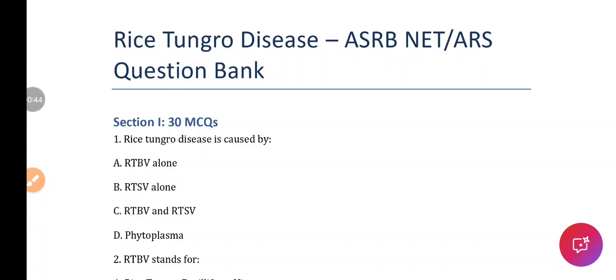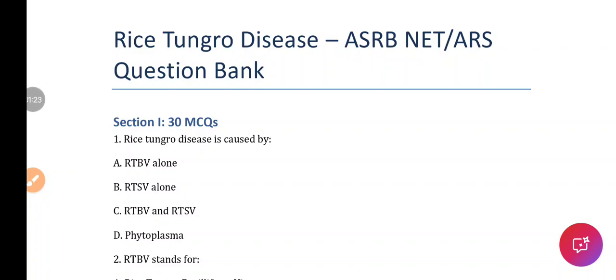Just like the previous videos, this one also contains three sections. In section 1, there will be MCQs; in section 2, assertion-reason type questions; and in section 3, quick revision points. I don't think you need to go through any books to study Tungro disease. If you go through the quick revision points, everything is mentioned there, so you will get a thorough idea about the Rice Tungro disease from this video. So without further delay, let's start the video.